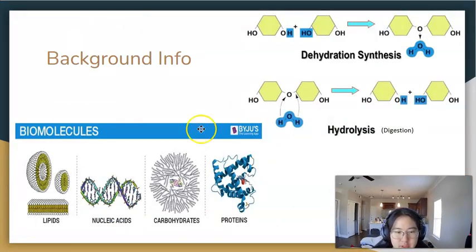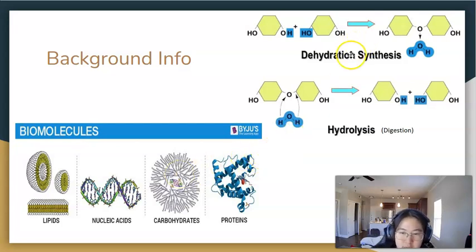So just to start off, I just want to do a little bit of background information. We know that the four major macromolecules are carbohydrates, proteins, lipids, and nucleic acids, as we see on the bottom left picture. And we know that a macromolecule is a large molecule that is composed of different carbon-based molecules, and they typically compose all of life.